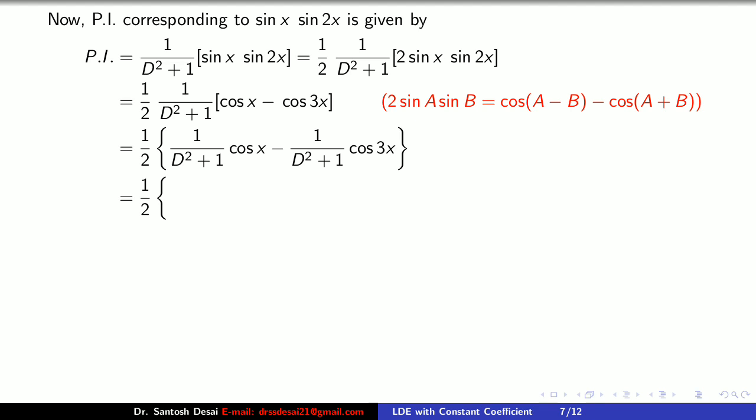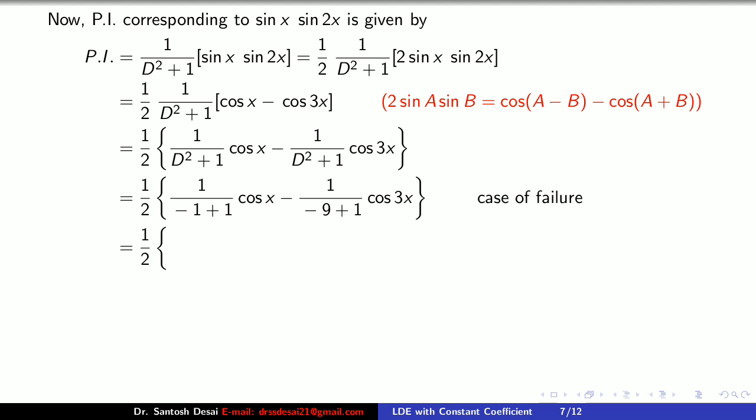So we get 1 upon minus 1 plus 1 into cos x, and in the second part replace D square by minus 9. So we get minus 1 upon minus 9 plus 1 into cos 3x. Now if you simplify the first part, you are getting the denominator as 0. So therefore it is a case of failure, and we know that if you get the case of failure, then you have to apply the procedure.